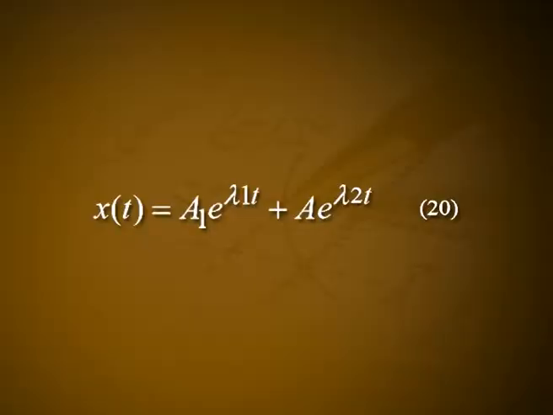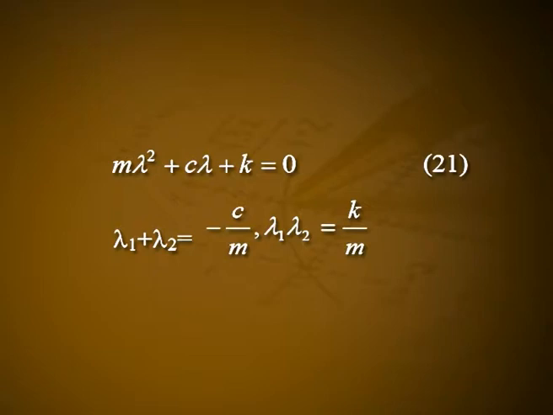Its solution is x of t is equal to a1 e raised to lambda 1 t plus a2 e raised to lambda 2 t, where lambda 1 and lambda 2 are the roots of m lambda square plus c lambda plus k is equal to 0. Here lambda 1 plus lambda 2 is equal to minus c by m, lambda 1 into lambda 2 is equal to k by m. The sum of the roots is negative and the product of the roots is positive.